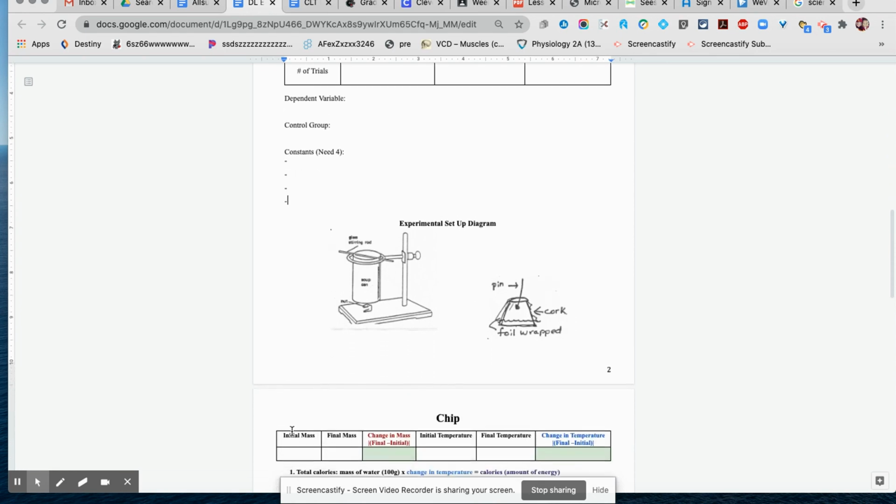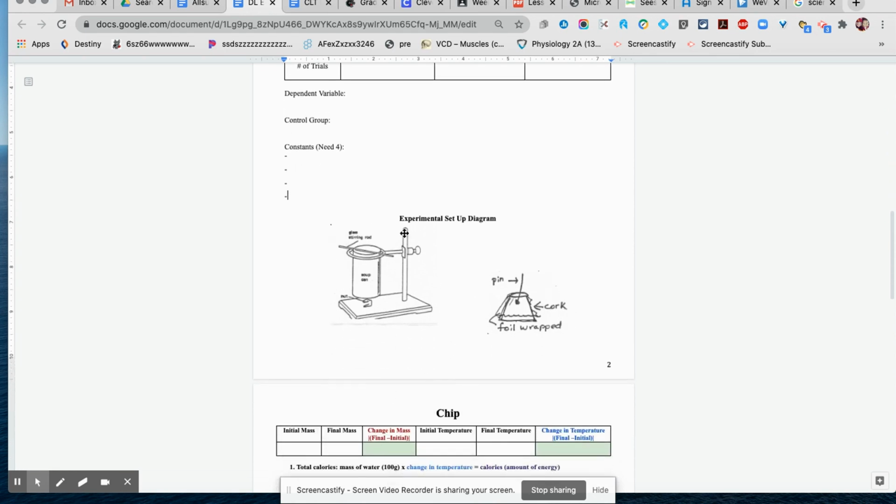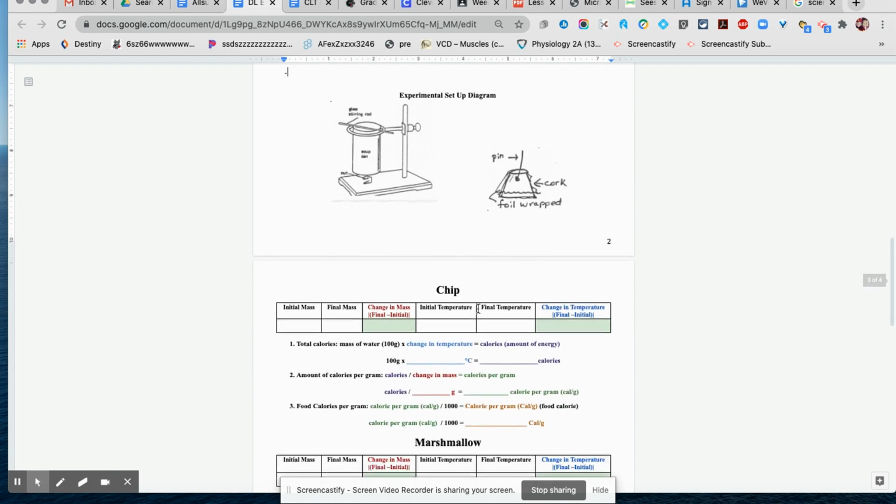Okay, this is the visual of what we'll be using as the setup, right? Here's the ring stand, here's the can being held in place by the stirring rod, and here's the little pin zoomed in up here. This is the cork with the foil, or little pin, where the food will be placed. It's poked right on the top of that pin underneath the can. But you'll see that in the video shortly.